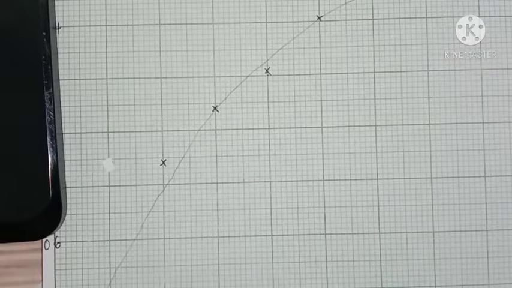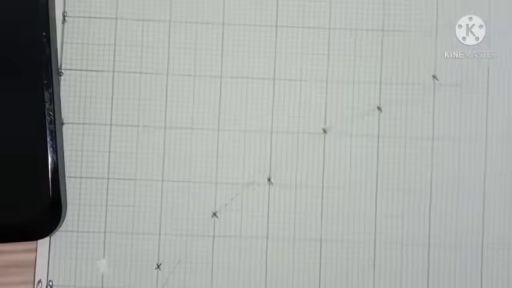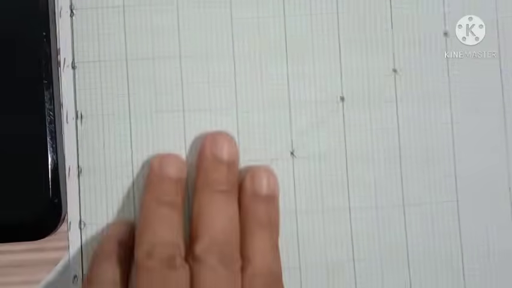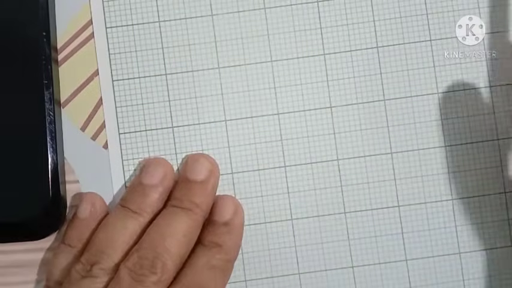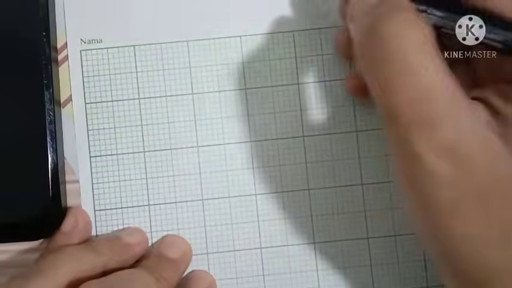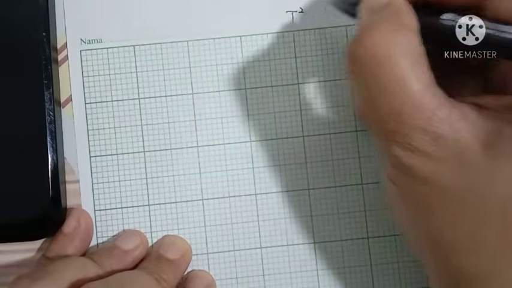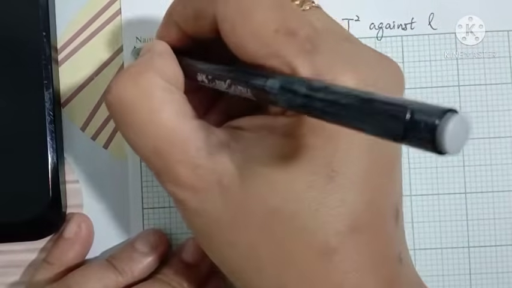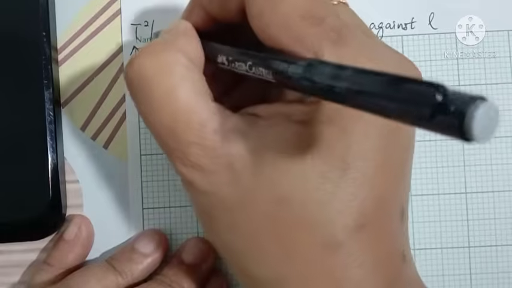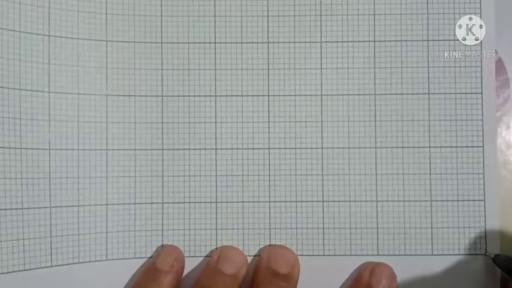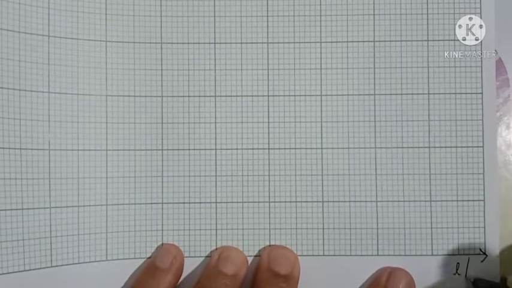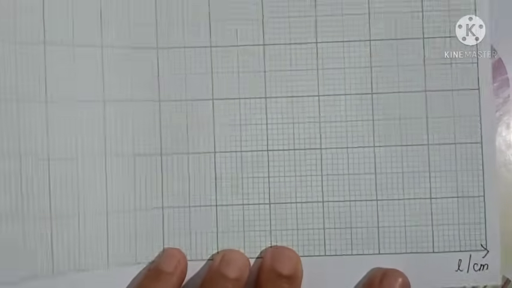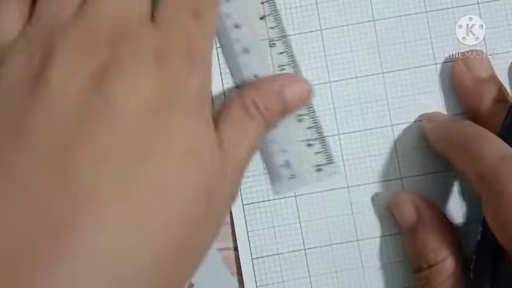Yes, we have a curved line. Okay, for this graph, T against L. Now we want to draw T squared against L. The y-axis is T squared, unit second squared, and the x-axis here is L, cm. Okay, you can draw the axes.